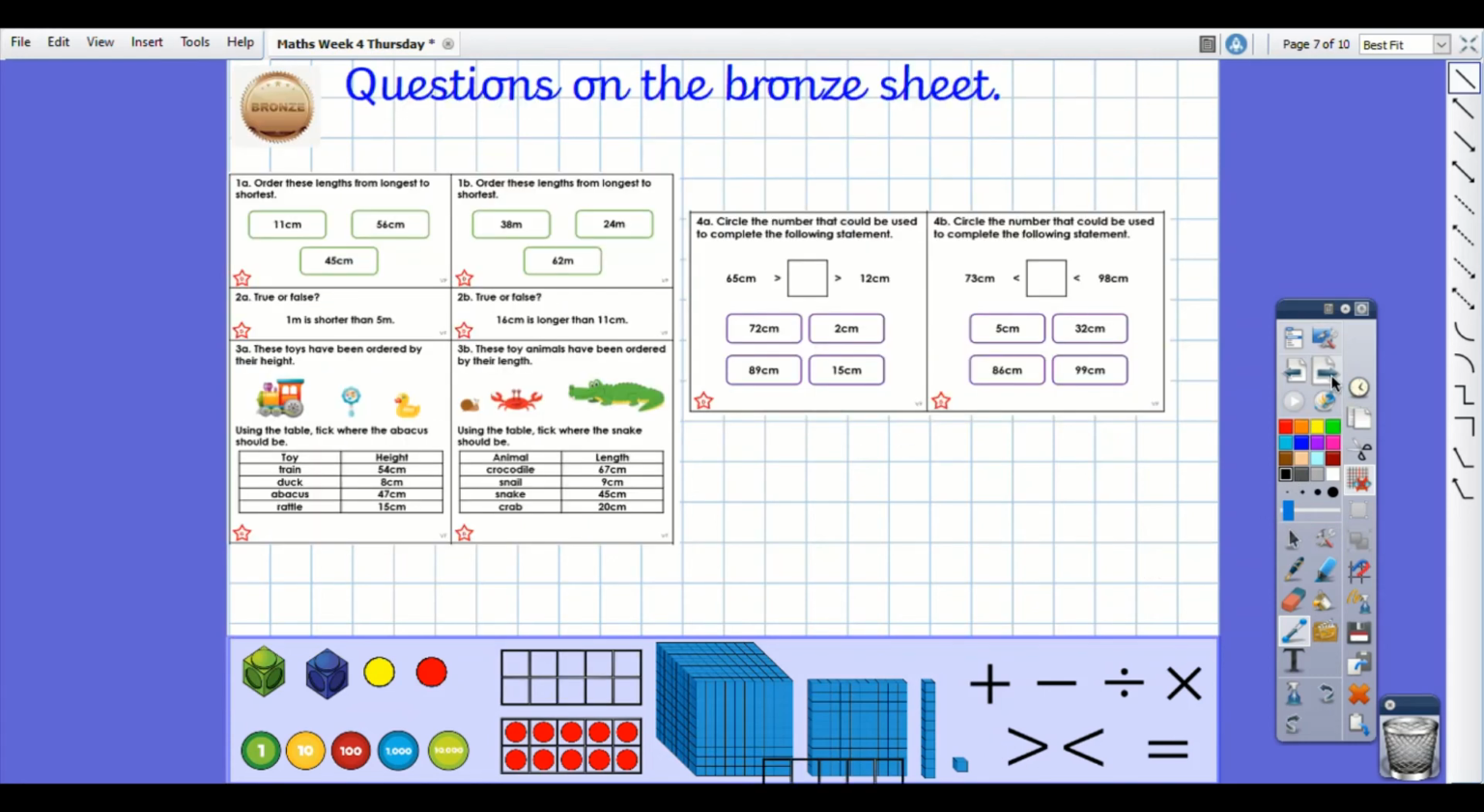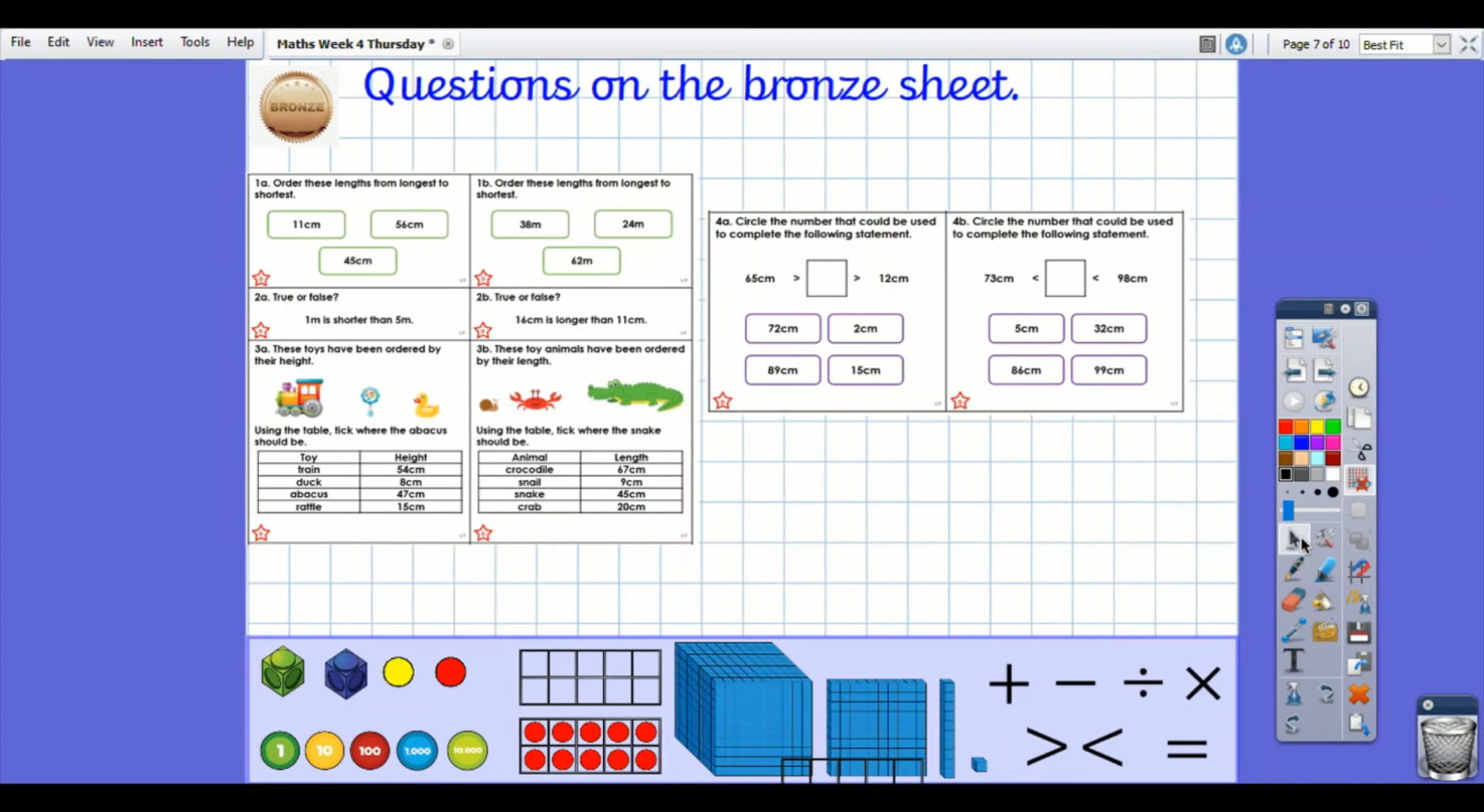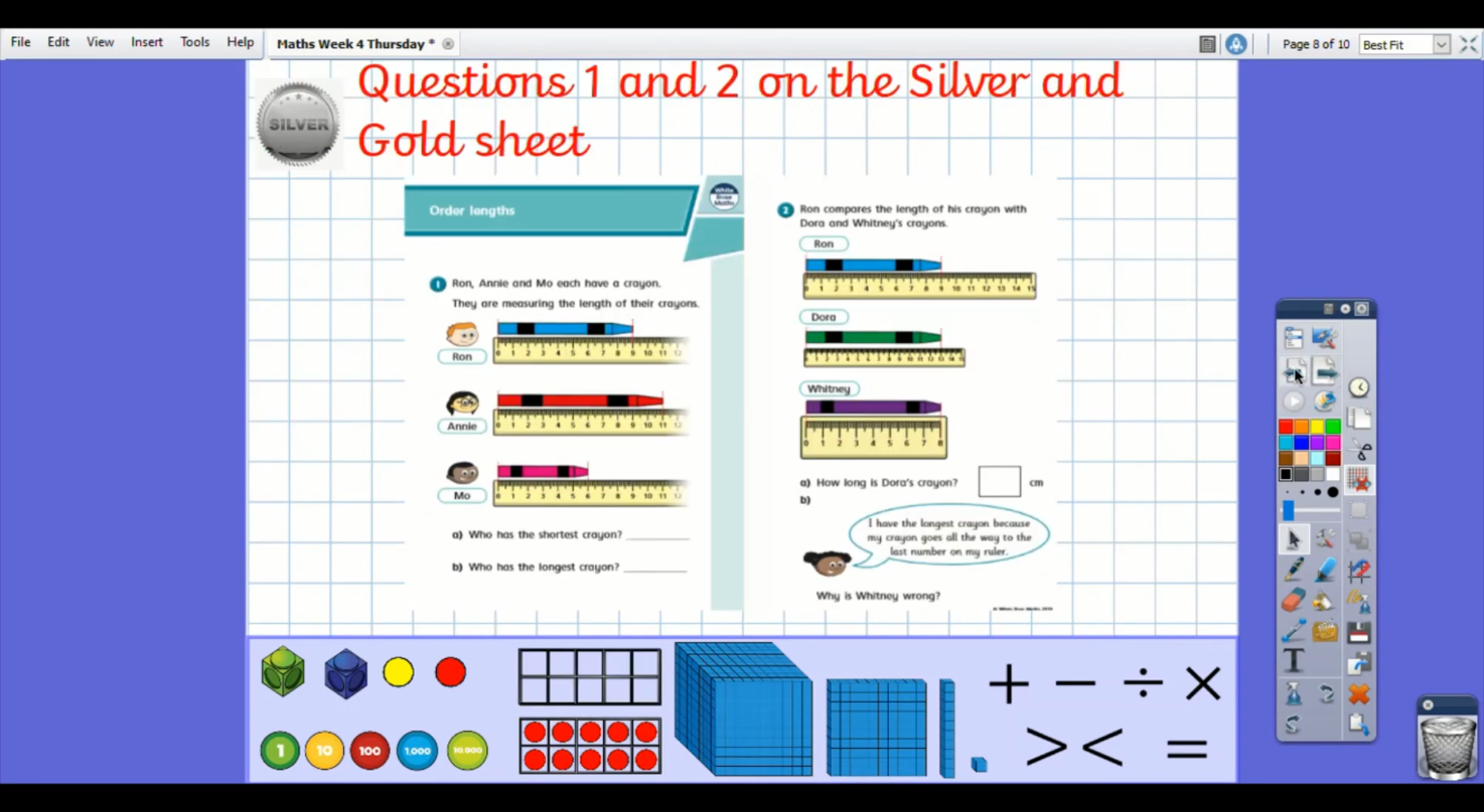Okay, so bronze, your challenge today, you've got some questions on your bronze sheet. You've got to order the lengths for question 1. You've got a true or false question for question 2. You've got to tick just like we did with the toy vehicles for these 2 questions. And then you've got to complete this by looking at which of these 4 numbers fits in this greater than, less than statement box, okay?